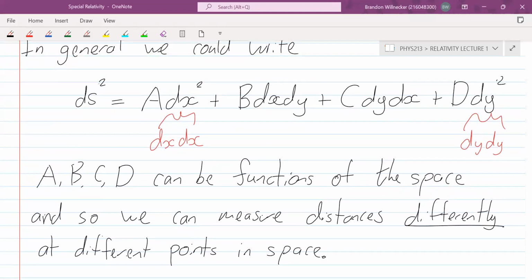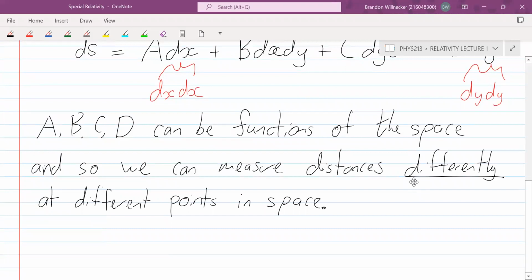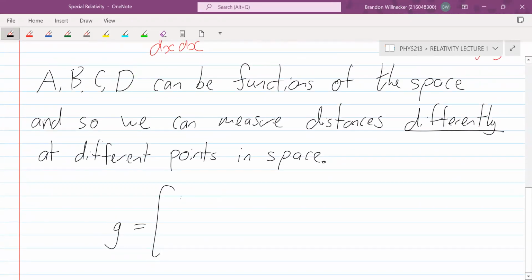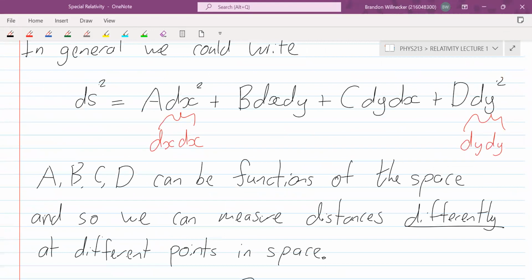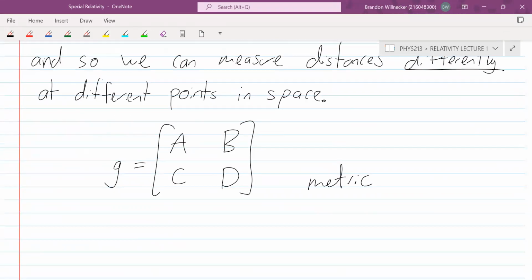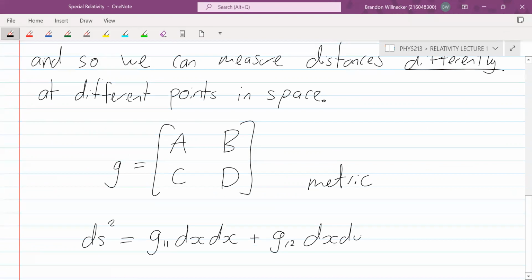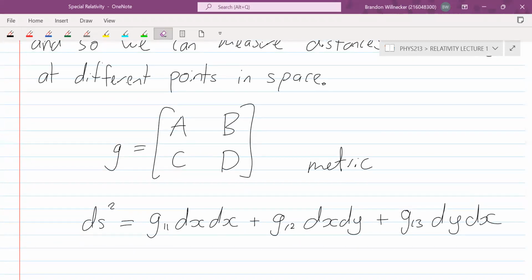Okay, so now just a little bit of notation. Instead of writing these a, b, c, and d in this differential form, we usually collect these functions into a matrix that we call the metric. So we can write g is equal to a, b, c, and d, like that, and we call this the metric. It's just the collection of these coefficients for this little length differential ds squared. Okay, so that's the metric. And then, of course, we could recover the differential length squared as just g11 dx dx plus g12 dx dy plus g13 dy dx. I'm sorry, not g13, g21.